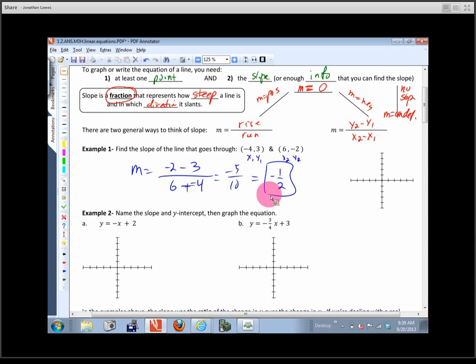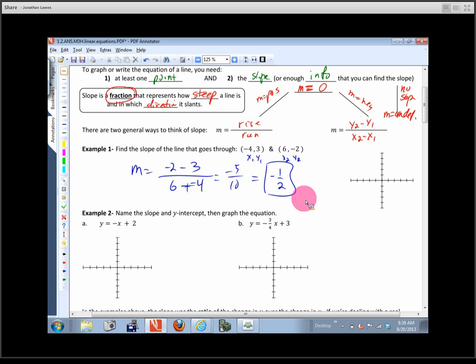Now that tells us something. That tells us that the slope is negative. It's going to go down from left to right. And the run is bigger than the rise. Not a very big rise. Run is 2.